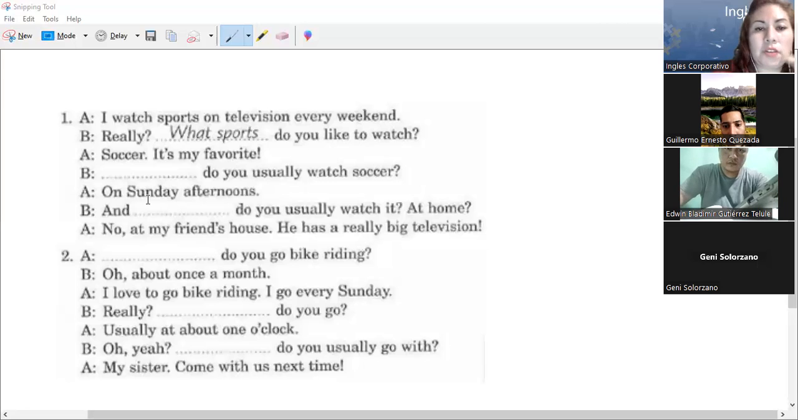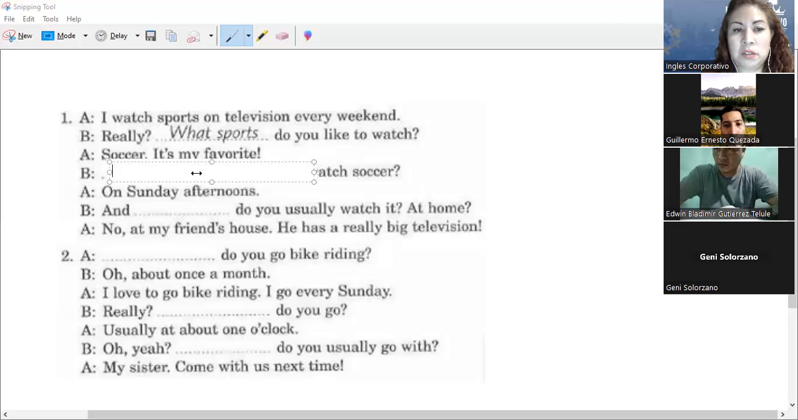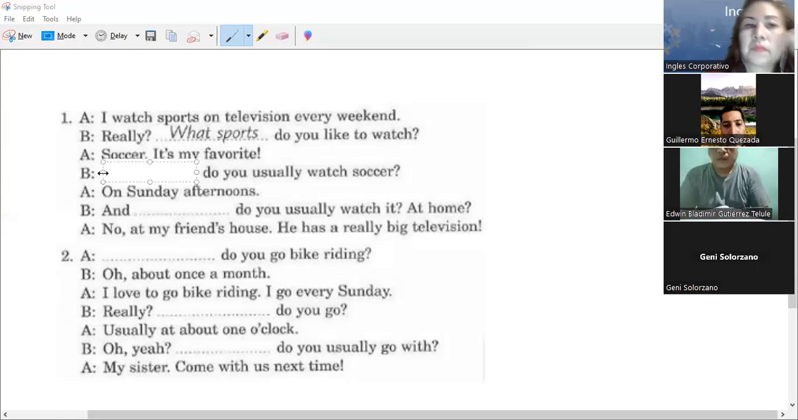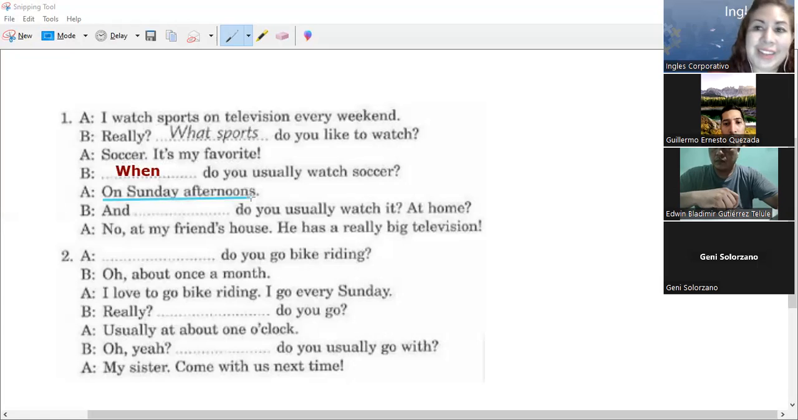So I watch sports on television every weekend. Really, what sports do you like to watch? Soccer, it's my favorite. When? When do you usually watch soccer? Why do we know that the answer is when? It's because the answer here for this question says on Sunday afternoons. So we know that it's a time.